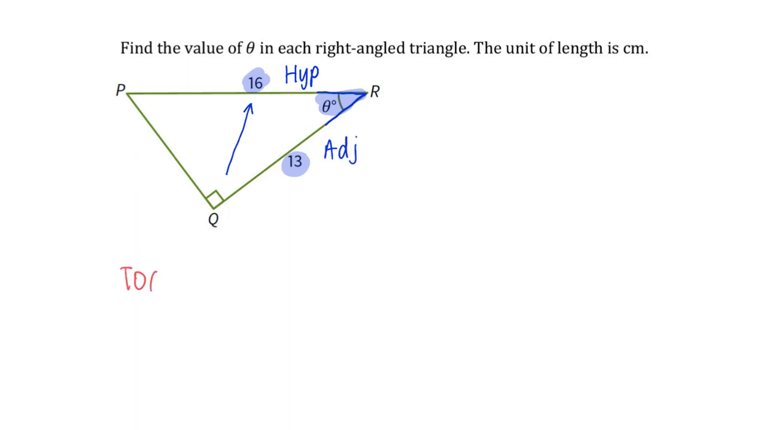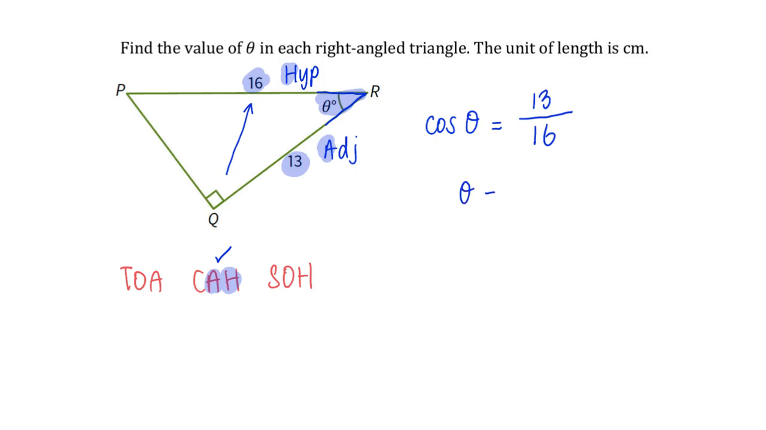And out of the 3 ratios, which trigonometric ratio could I use? I have my A and H now. A and H. So I am going to use my cosine ratio to help me solve this problem. So cosine of this angle is equal to adjacent side 13 divided by my hypo 16.